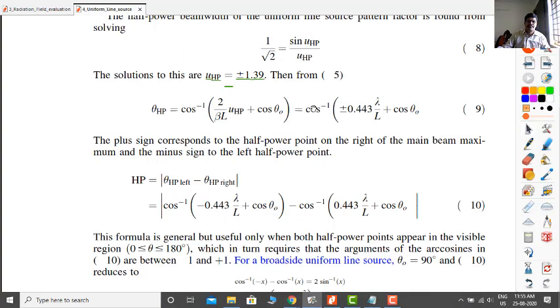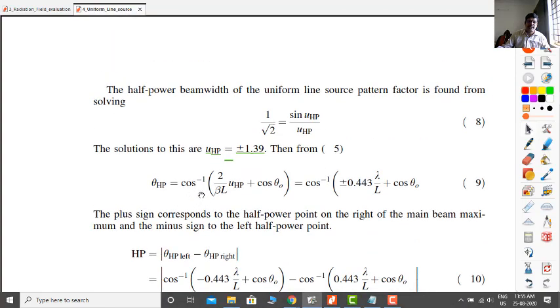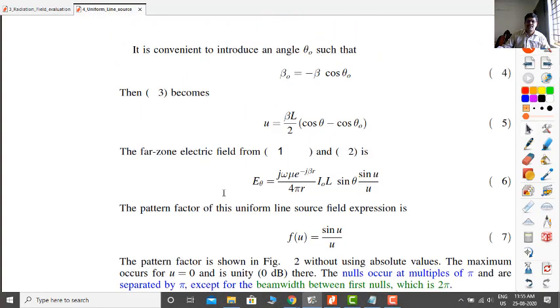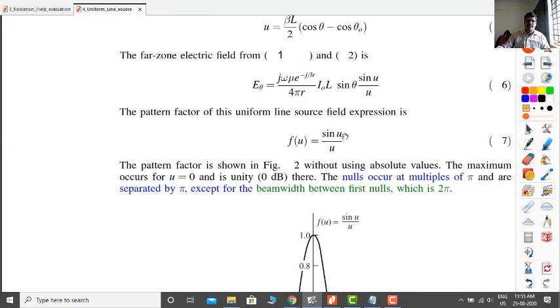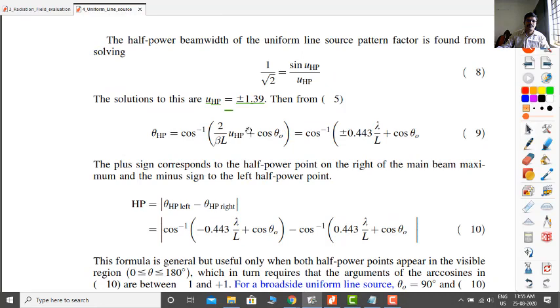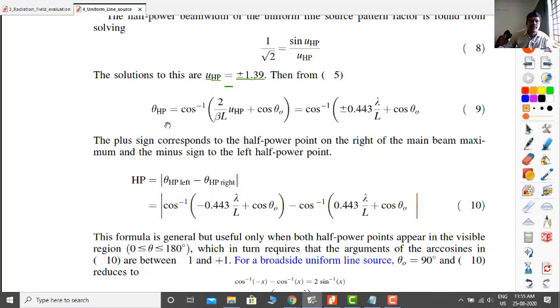For the computation of theta, it will be cos inverse of, we have to compute this theta. Now you bring all things over here: 2u by beta L plus cos theta 0, cos inverse of the whole argument, which gives the theta value. Therefore, we will be getting theta HP equals cos inverse of this, where the u value corresponds to HP.